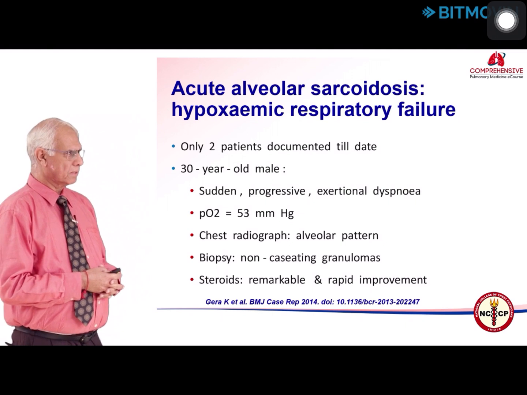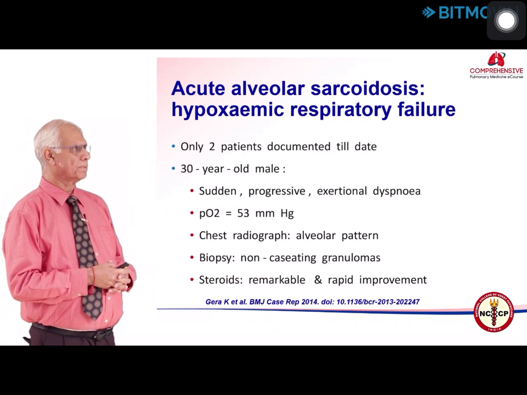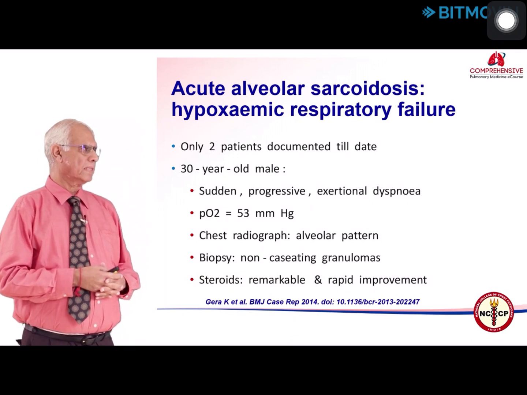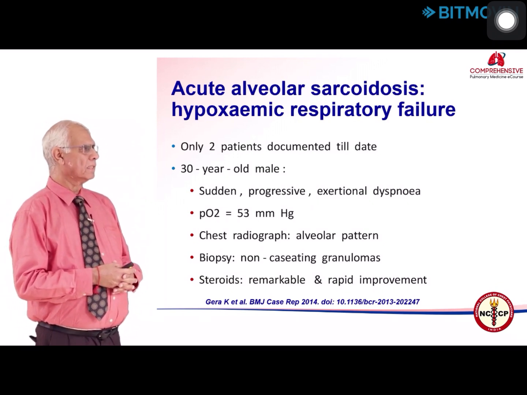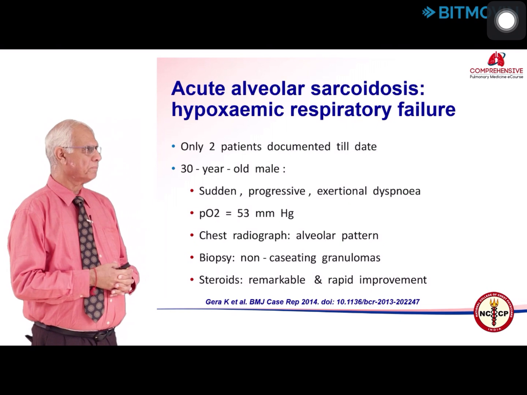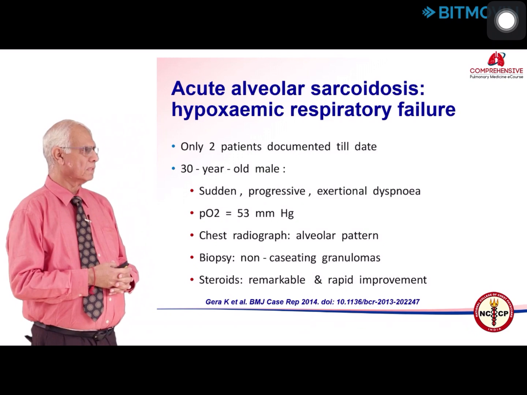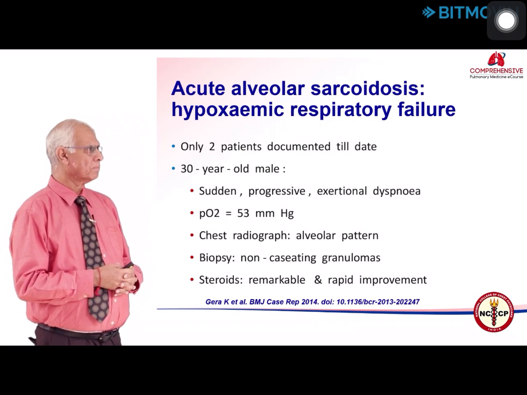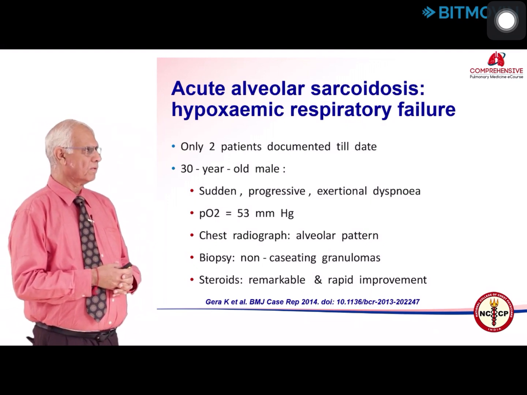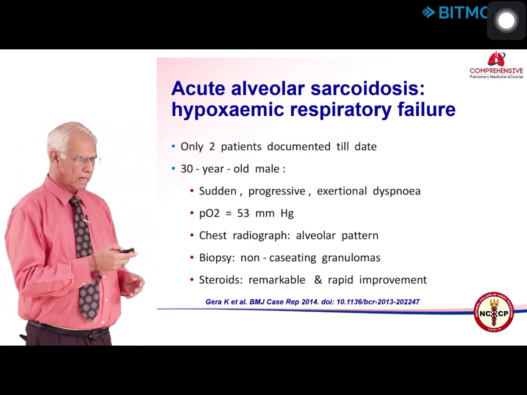Now, this is a patient who had acute alveolar sarcoidosis. He presented with hypoxemic respiratory failure. Till date, there are only 2 patients documented with such a presentation. This young man had gone to Vaishno Devi, and once he descended to Jammu, he suddenly had progressive exertional dyspnea. When he reported to us, his saturation was 53 millimeters of mercury. The chest radiograph showed alveolar pattern, and when we did a bronchial biopsy, we found non-caseating granulomas. We initiated the patient on steroids, and there was remarkable and rapid improvement.